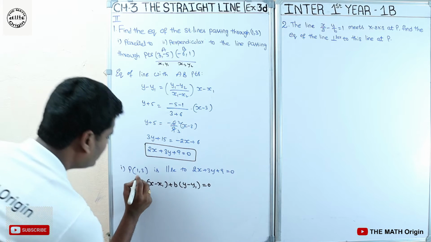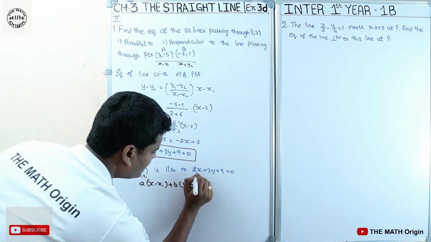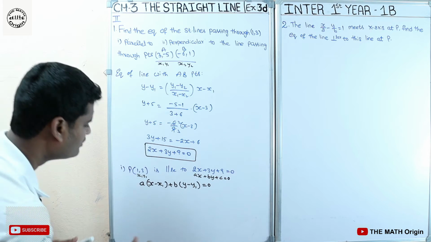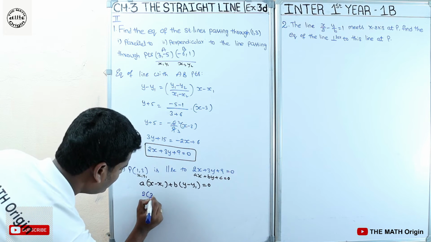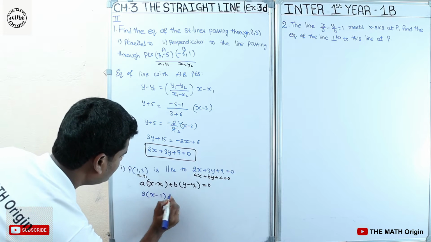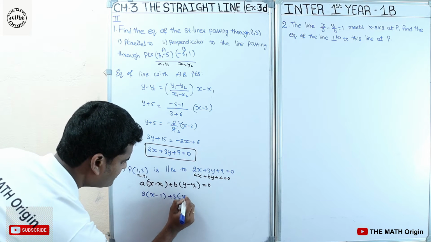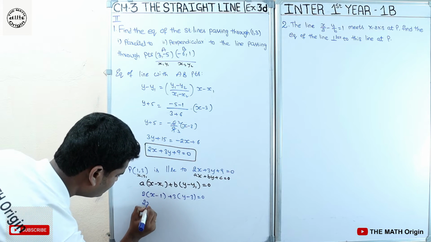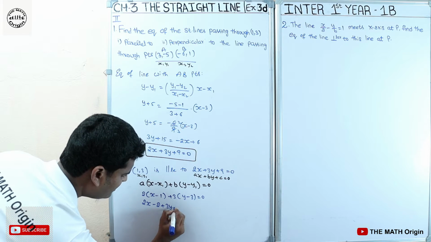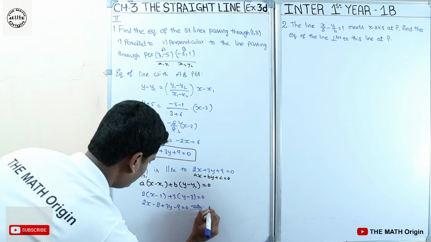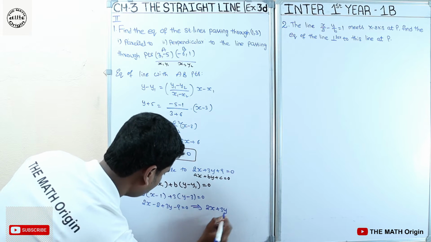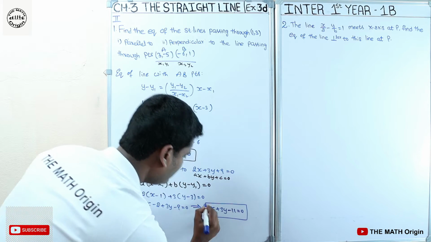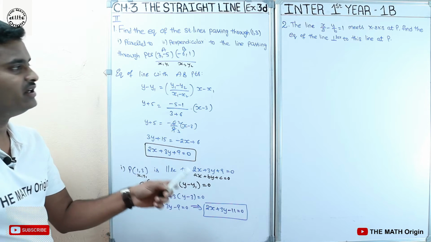Okay, let's substitute the values. We know this is x1, y1 and this is ax plus by plus c equals 0. So a means 2 into x minus x1 value is 1, plus b is plus 3 into y minus y1 value is 3 equals 0. From this, 2x minus 2 plus 3y minus 9 equals 0. From this the equation is 2x plus 3y minus 11 equals 0. Therefore this is the required equation of a straight line which is parallel to this equation.